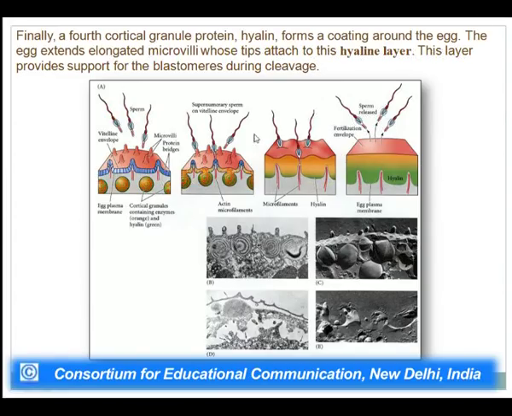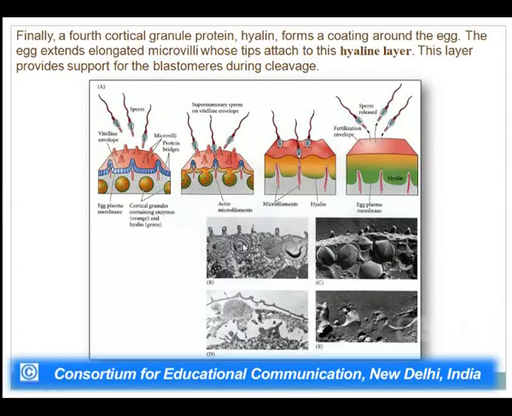This is again a very schematic diagram showing the cortical reaction from the egg. You can see these are all the cortical granules, and they contain different enzymes, and these are the portions shown in green and orange. The orange are the enzymes and the green is the hyaline which we are talking about. In fact, the refractile properties of the two differ. Therefore, when you see it under the refractile microscope, it shows a denser and a non-denser portion.